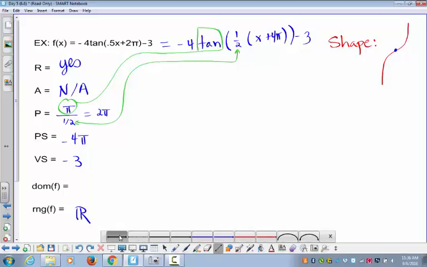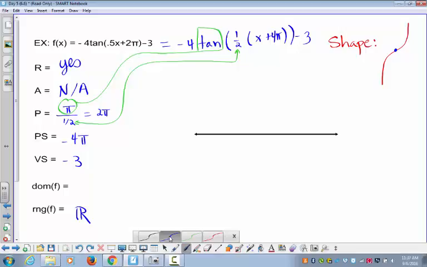So our graph, we're going to start with the phase shift like we always do, -4 pi. And then we go to the period. So we definitely start with the phase shift, then go to the period. And here is the big difference. So the period is 2 pi. Normally, you would add that to -4 pi. That's what you would do if it was a sine or a cosine. You would add the period to the phase shift. But that's not what we do with tangent.